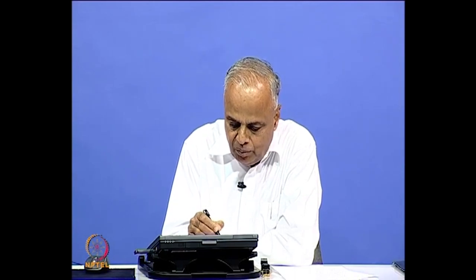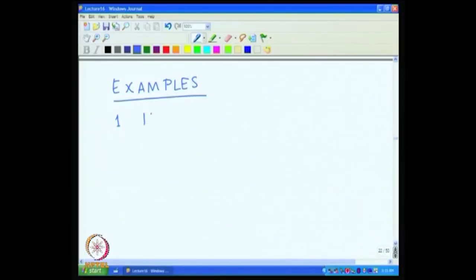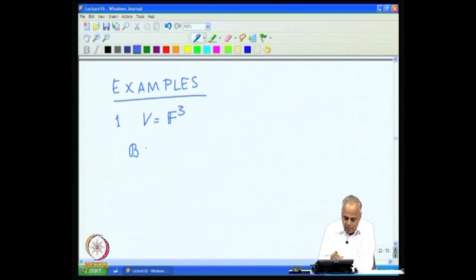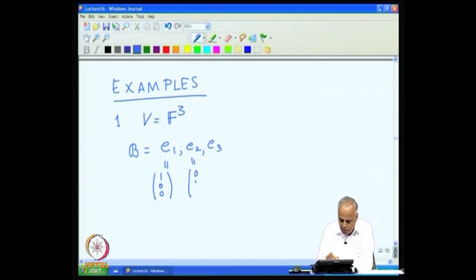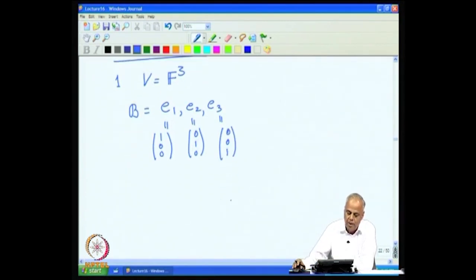We will begin with a few simple examples. Let us look at the space V to be F3. Always the starting example is F3, because if you take F to be R, we get R3, our standard three dimensional world where we are living. So, let us first take a basis B, which is an ordered basis: e1, e2, e3, where e1 is (1, 0, 0), e2 is (0, 1, 0), and e3 is (0, 0, 1). This is our standard ordered basis.